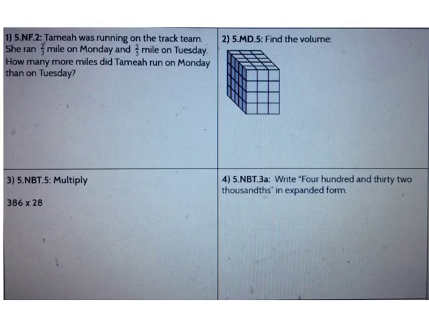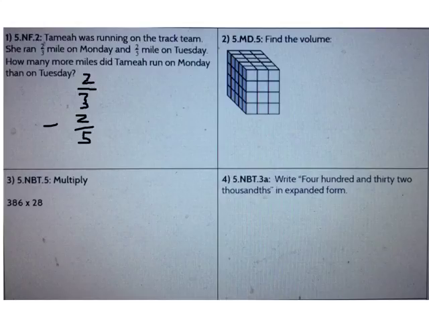Let's start with our do now. Tamia was running on the track team. She ran 2/3 of a mile on Monday and 2/5 of a mile on Tuesday. How many more miles did Tamia run on Monday than on Tuesday? What operation would I need to use to solve this problem? I would need to subtract. I'm finding a difference. How many more? So I need to do 2/3 minus 2/5.